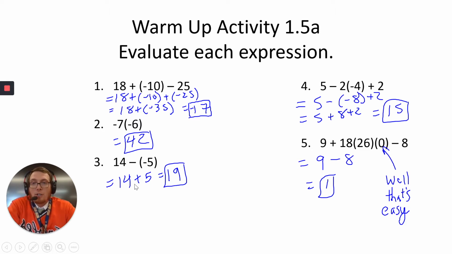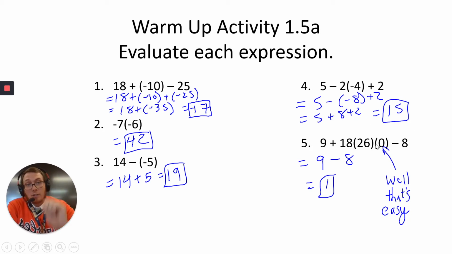Keep, change on the third one. So it becomes plus 5, that just equals 19. Be careful on questions like number 4. Order of operations says multiply 2 times negative 4 first. 2 times negative 4 would be negative 8. But then notice it's 5 minus negative 8. If you keep, change, that'll be 5 plus 8 and then plus 2. And it's really all addition, and it ends up being 15.